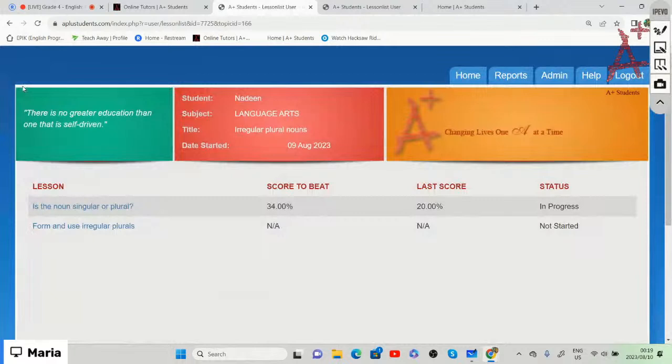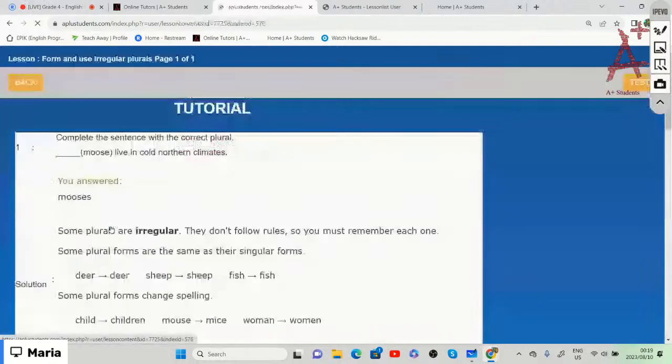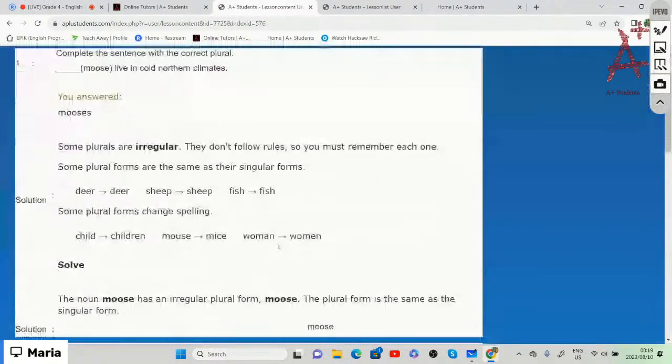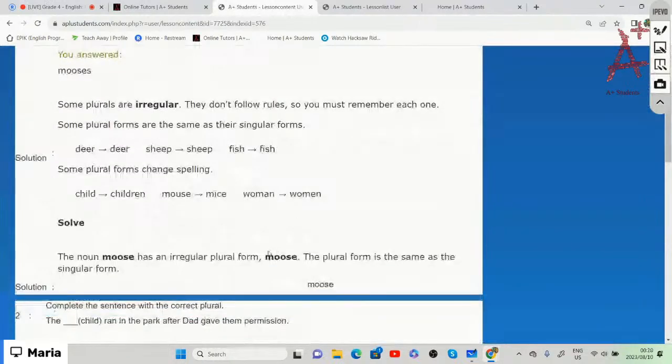So now we're going on to forming and using irregular plurals. Some of the plurals are irregular, right? And when they are irregular, they don't follow rules. So you're just going to have to remember each one. Some plural forms are the same as the singular forms.